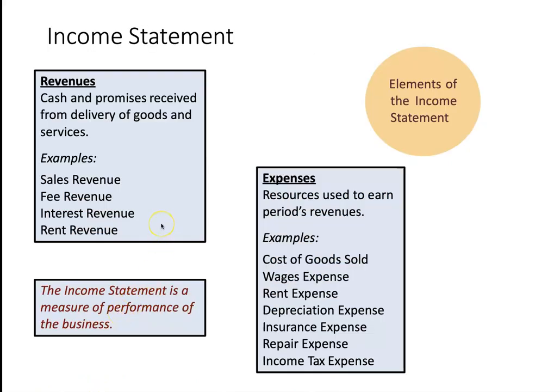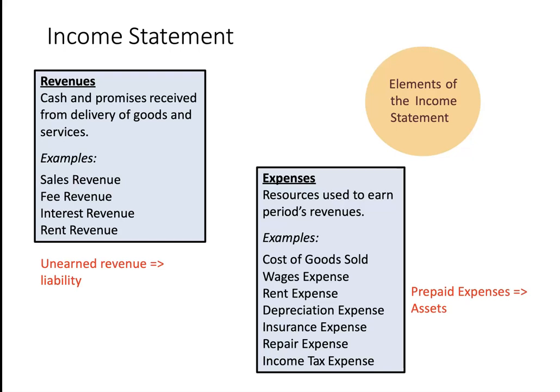These are the accounts, similar to the balance sheet, that belong to the income statement. Basically, in the revenue section, you will see sales revenue, fees revenue, interest revenue, rents revenue, depending on what type of operations a company provides. Under the expenses section, you will see all types of expenses and the cost of goods sold. For example, wage expense, rent expense, depreciation expense, insurance expense, repair expense, and income tax expense. These are all expenses. Revenue minus expenses equals net income.